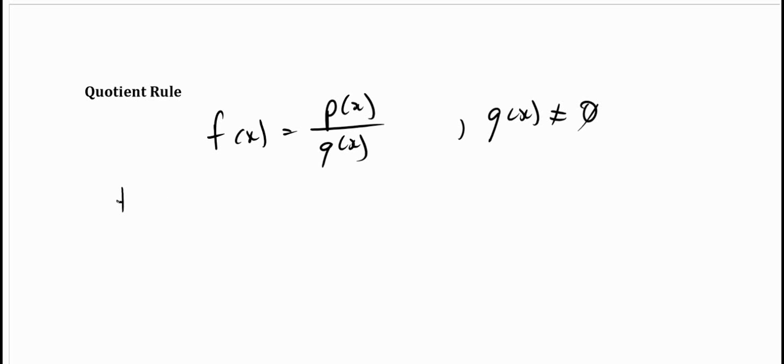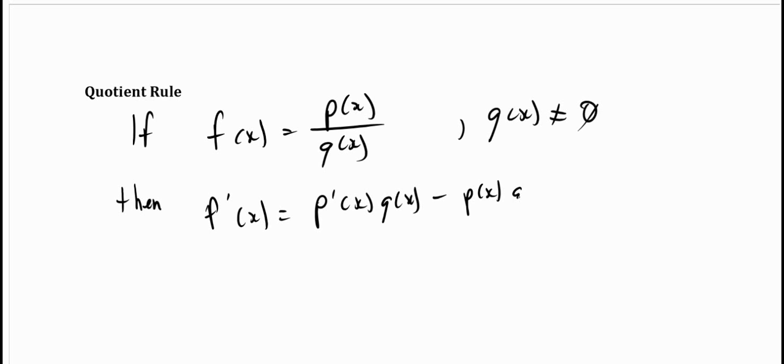Then, if f prime is p prime at x times q at x minus p at x times q prime at x, what does that look like? It looks similar to the product rule. What's the difference? Subtracting instead of adding. That aligns with a lot of what we know about multiplying and dividing. Multiplying powers of the same base, you add the exponents. Dividing powers of the same base, you subtract the exponents. So that shouldn't be too much extra work to remember, to get those mixed up.